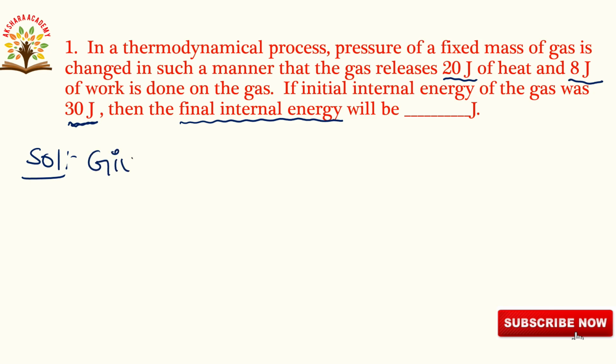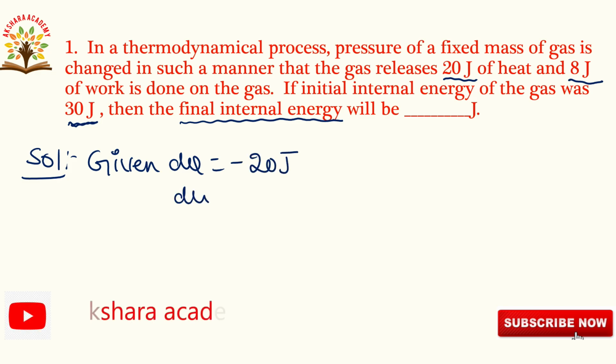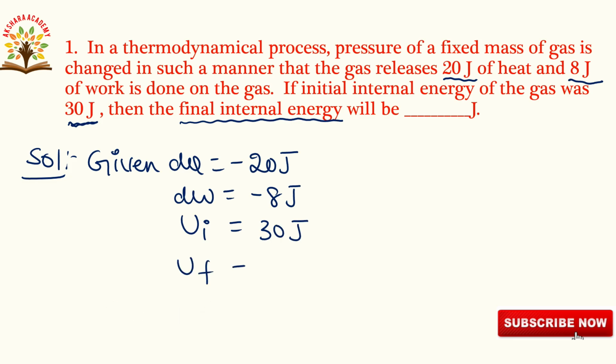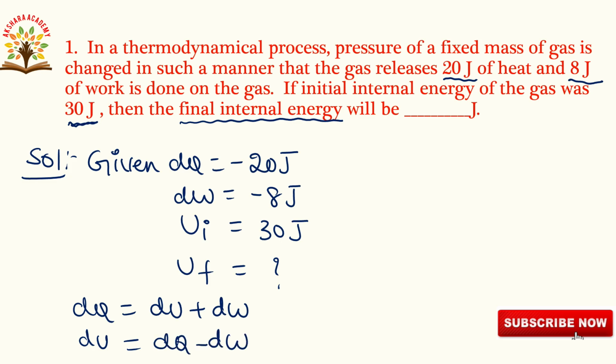Given dq is equal to minus 20 joules and dw is equal to minus 8 joules and Ui is equal to 30 joules. Uf, the final internal energy, you have to calculate. From the first law of thermodynamics, dq is equal to du plus dw. So du is equal to dq minus dw.